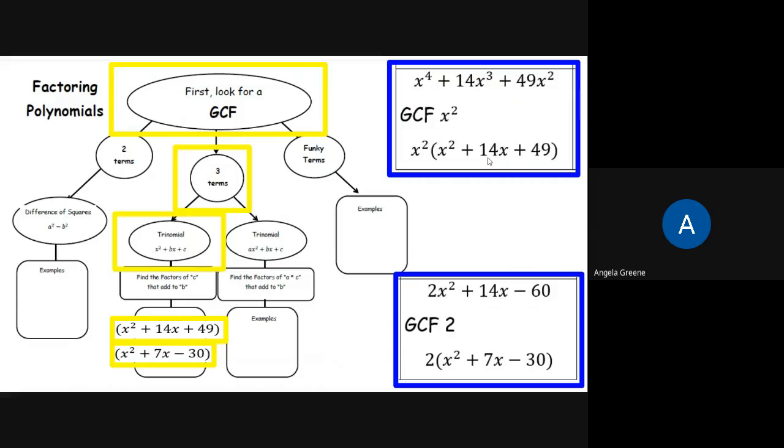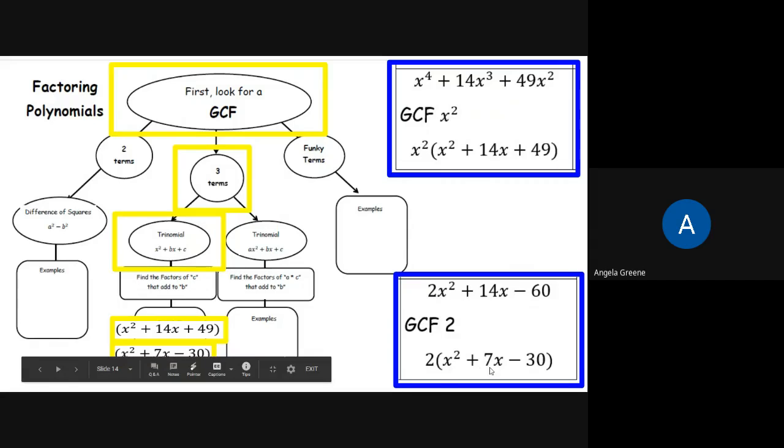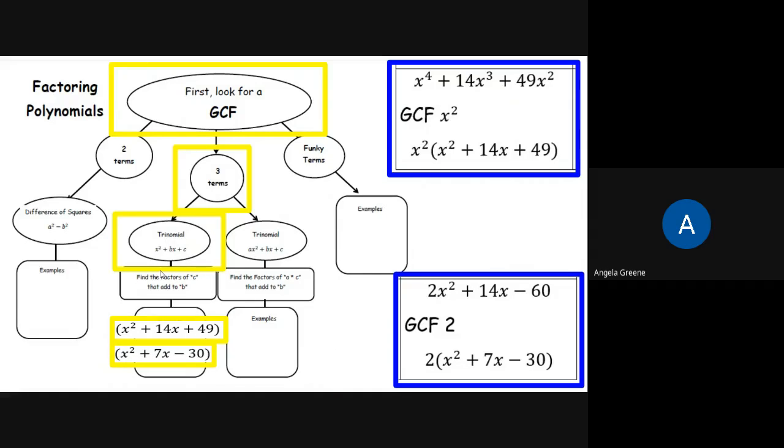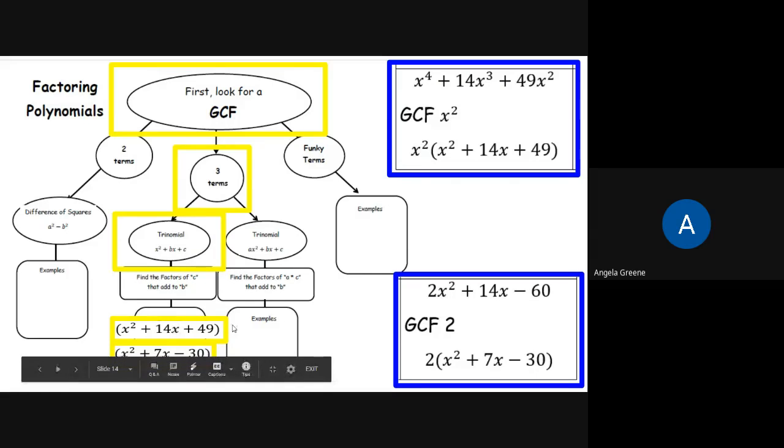X squared, bx, c. So now I'm going to follow this branch. For this one, we can find the factors of c that add to b. So factors of 49 that add to 14, or factors of negative 30 that add to 7. So let's see what these two look like.